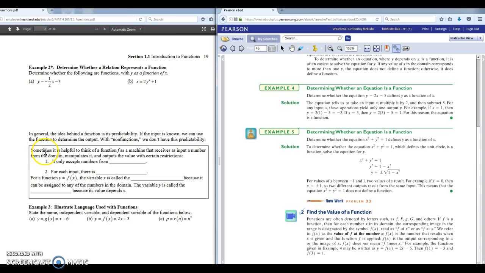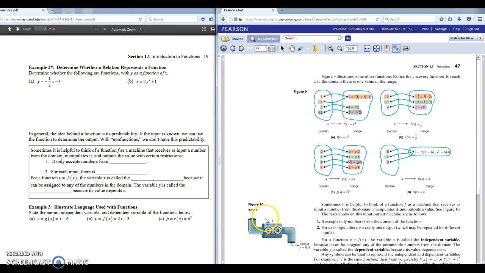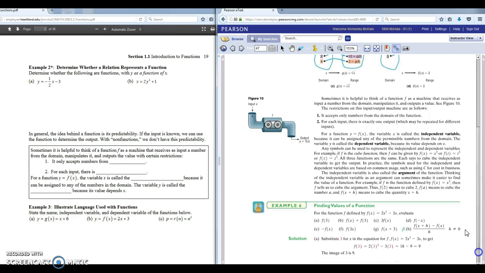Then it says sometimes it's helpful to think of a function as a machine. I'm going to go on to the next page. I'm now on page 47. Here's a picture of the machine, and there's 1 and 2, and here's the 1 and 2 that it corresponds to. And then it says, illustrate language, state the independent and dependent variable, and you'll notice that on that same page I have independent and dependent variable, and I should be able to fill those out.